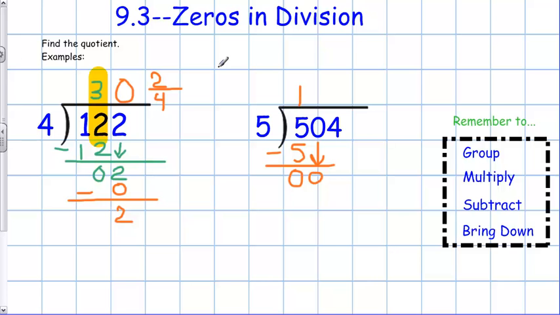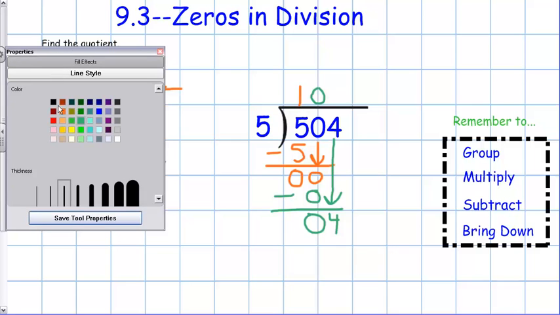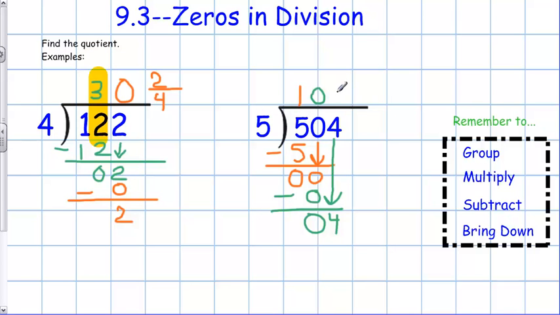How many groups of 5 can go into 0? 0. So that's where my 0 is going to be in my quotient. 5 times 0 is 0. Now I need to bring my 4 all the way down. How many groups of 5 can go into 4? 0. So put another 0 in my quotient. So again, I'm going to subtract 0 because 0 times 5 is 0. And I'm going to end up with 4 left over.